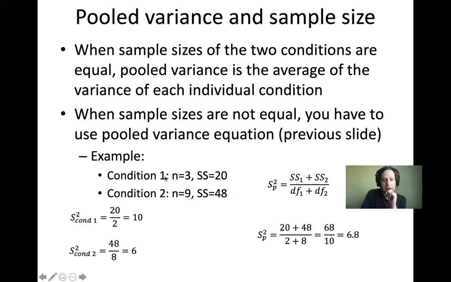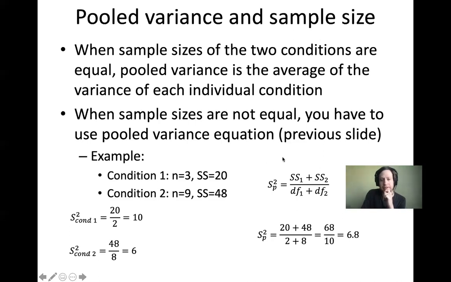So in this condition, we have 3 people, and when we add up the 3 squared difference scores, we get 20. In condition 2, there's 9 people, and when we add up the 9 squared difference scores, we get 48. So the sum of squares for this condition is 48. This is a situation in which the sample size is not equal. 3 and 9 are different. There are a lot of scores in condition 2, relatively fewer in condition 1.